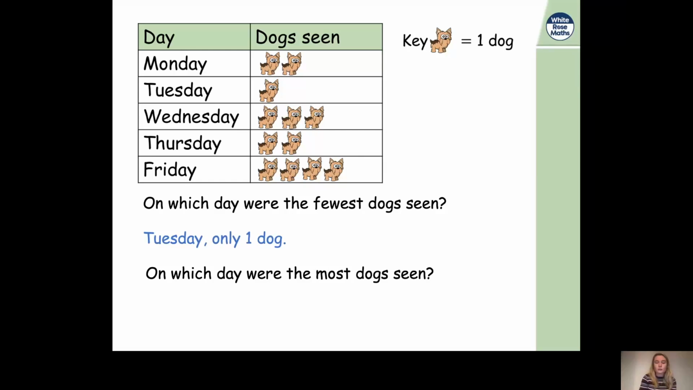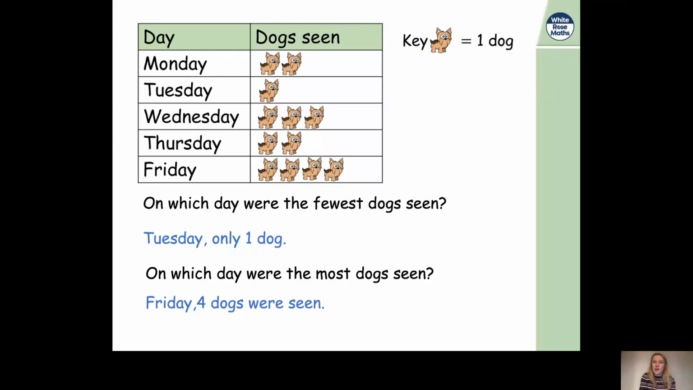Look, there are 4 pictures of dogs on the Friday. So how many dogs were seen on Friday? Well, 1 picture represents 1 dog. So 2 pictures will represent 2 dogs, 3 pictures will represent 3 dogs, and 4 pictures will represent 4 dogs. So there you go. On Friday, 4 dogs were seen, and that was the day with the most dogs seen. Okay, well done if you got that right.